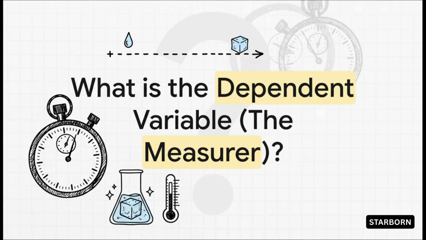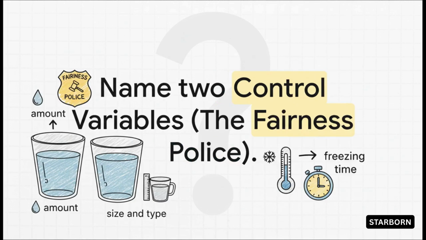All right, next up. What's the measurer? What's the result he's actually going to record to get his answer? Think about it. Yep, it's the time it takes for the water to freeze. That's his dependent variable. And now for the big one. What are two things the fairness police would demand he keep the same? What are two of his control variables? I'll give you a hint. Think about what else could affect how fast water freezes.